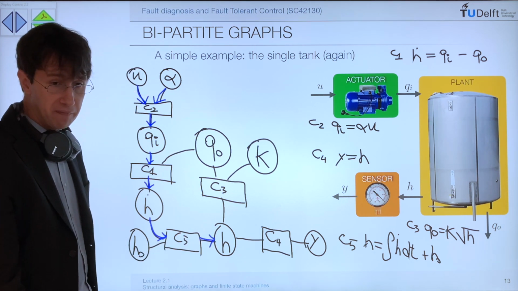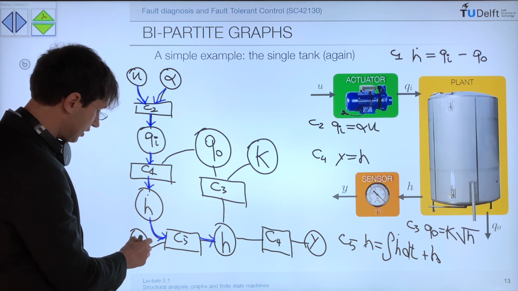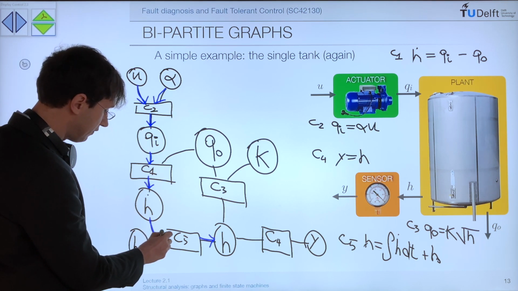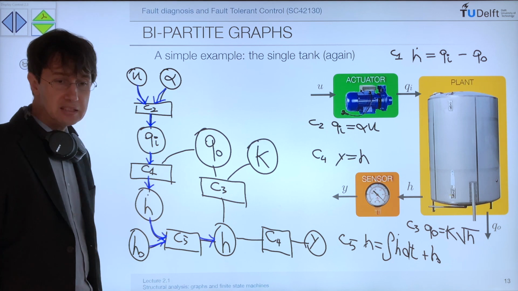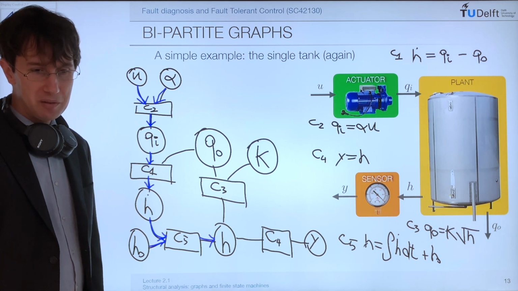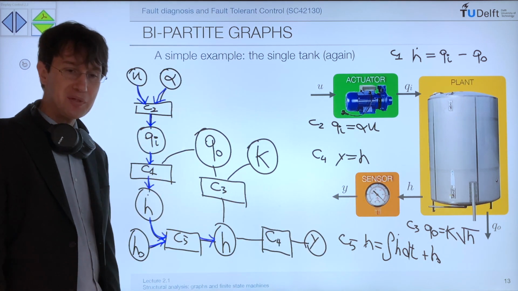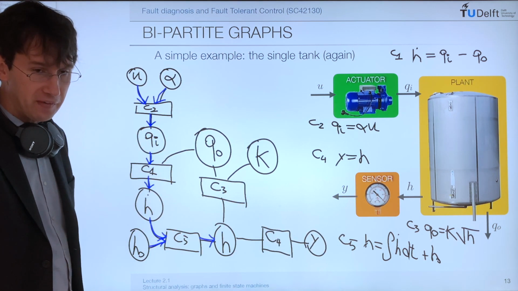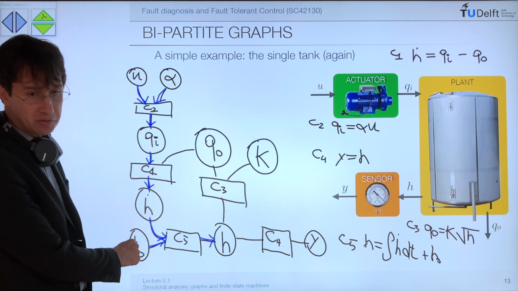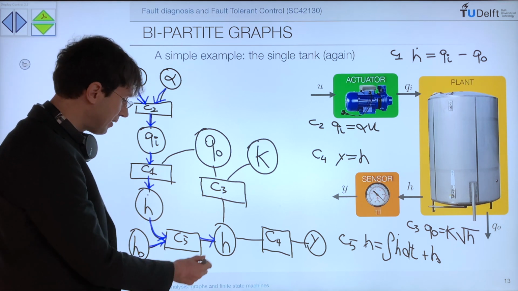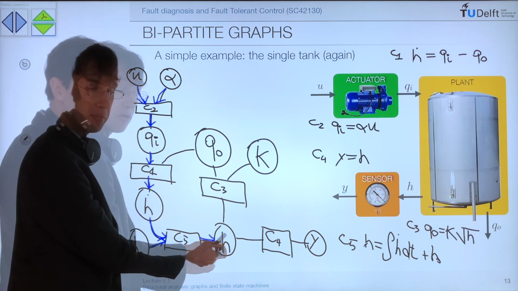We are just missing one thing. We are missing h0, the initial value of the level. But this is not really an issue because we have a sensor. So we can assume that when we start up our system, the first thing that we do is to measure the initial value of h. So it would make sense that following this path, we can compute h.